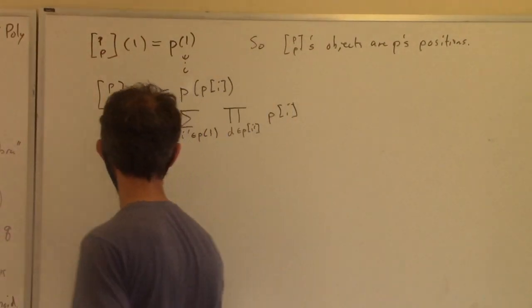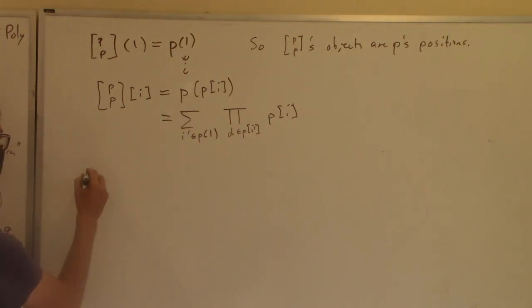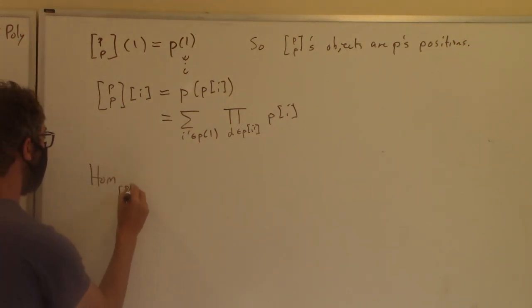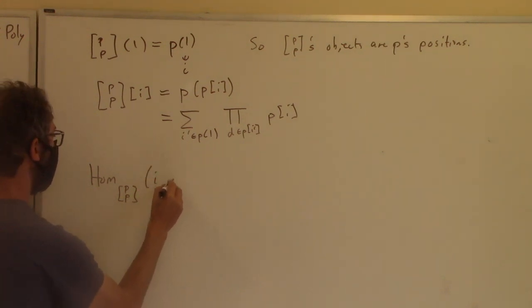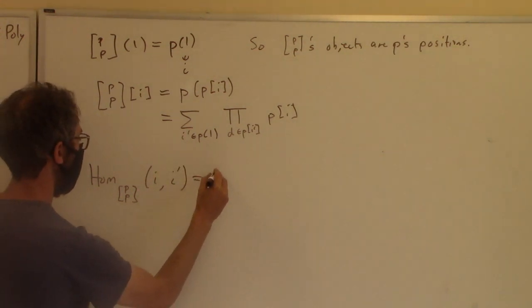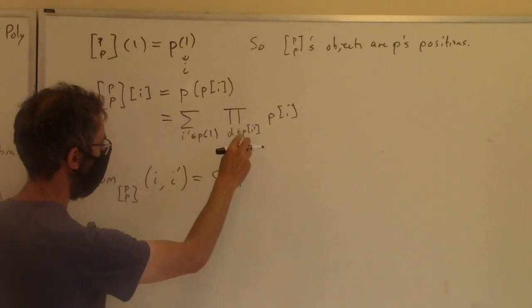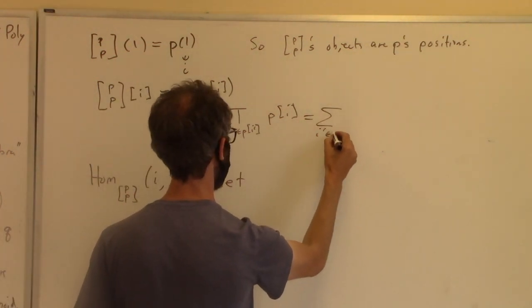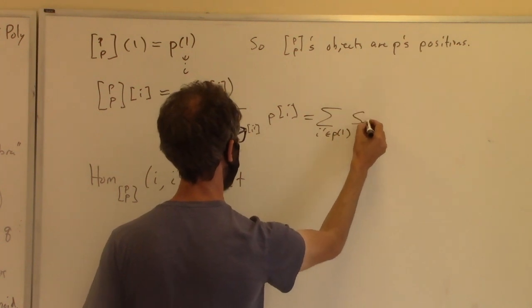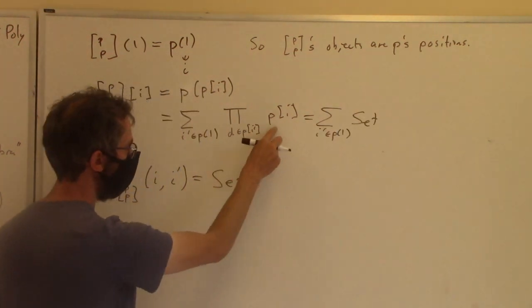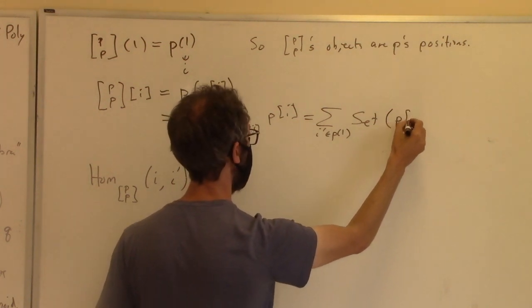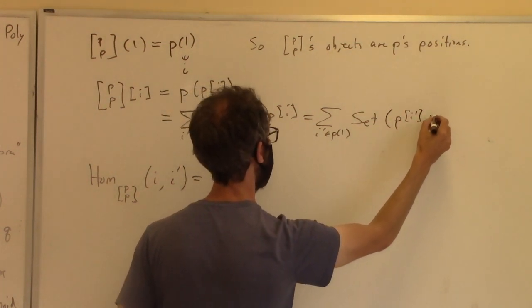And so here's what I'll tell you. I'll just tell you the category. Hom in PP from I to I prime is the same thing as another object in P of 1 and a set map. For every one of these, we get one of these. So it's a set map, a function from P bracket I prime to P bracket I.